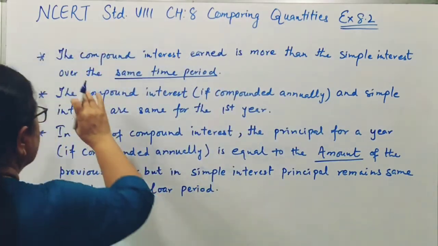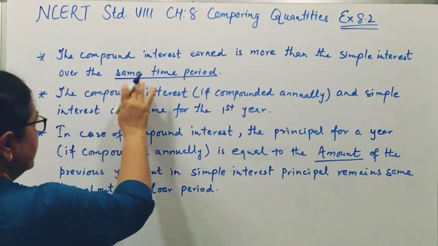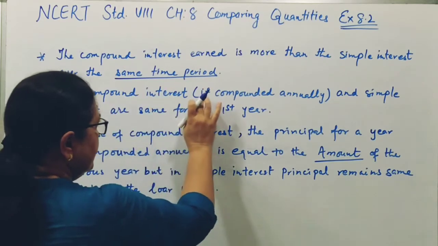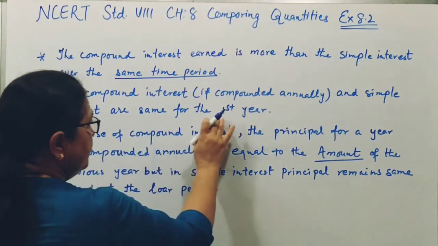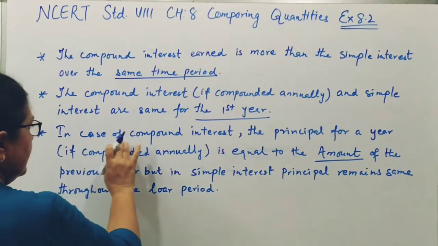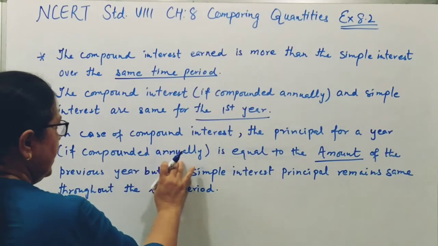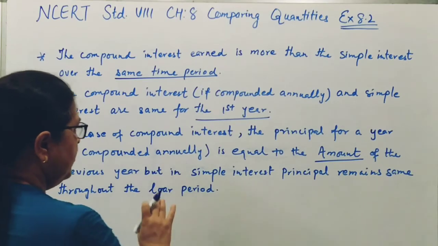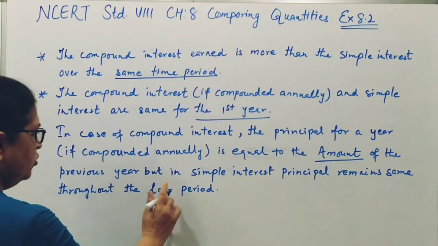Next, the compound interest earned is more than the simple interest over the same time period. Number 2, the compound interest if compounded annually and simple interest are the same for the first year. Number 3, in case of compound interest, the principal for a year, if compounded annually, is equal to the amount of the previous year, but in simple interest, the principal remains the same throughout the loan period.